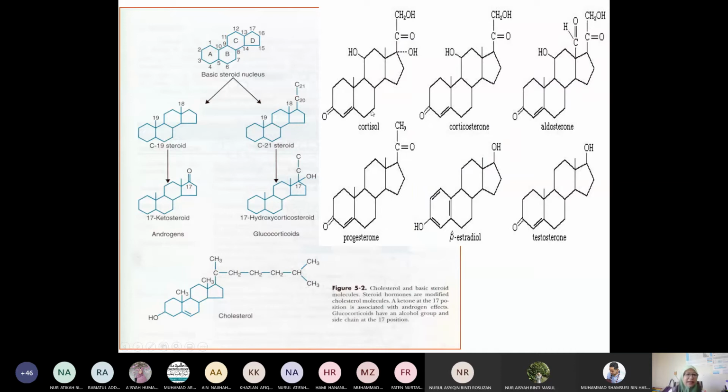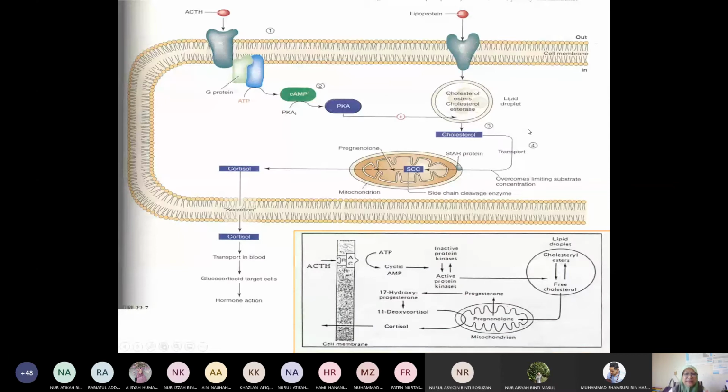Again, the structure in detail. You can see the basic steroid nucleus, and later you will form the glucocorticoid series here and the androgen series here, carbon 19. This is the corticosteroid structure, corticosterone, and the structure of aldosterone. You can see testosterone, progesterone, and beta estradiol or estrogen. So, the synthesis.